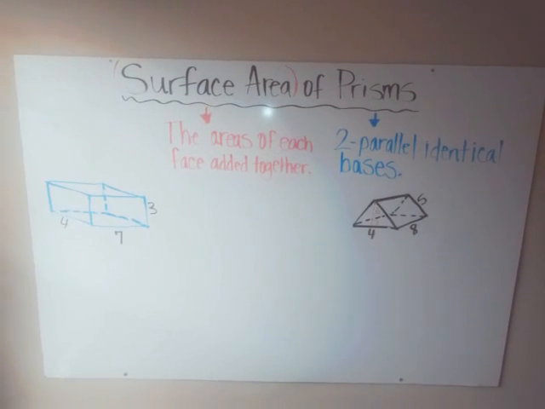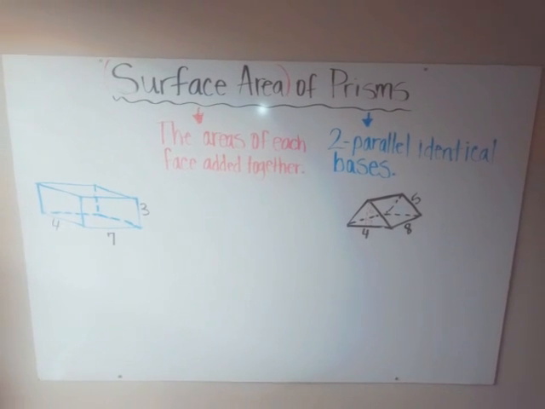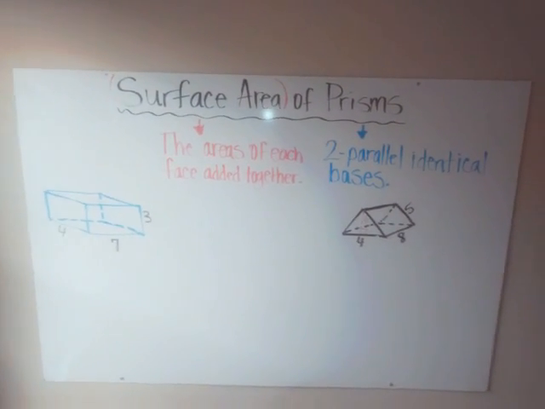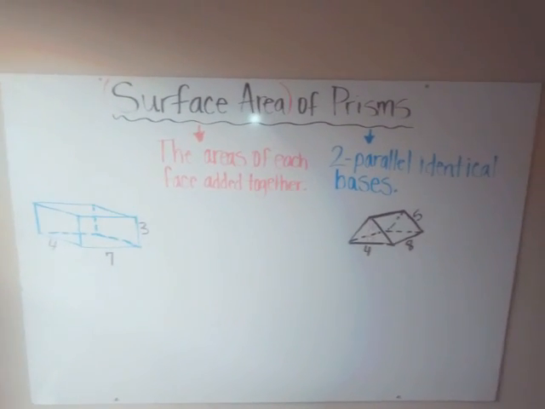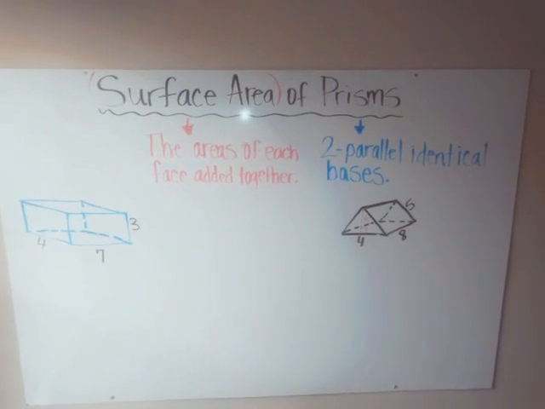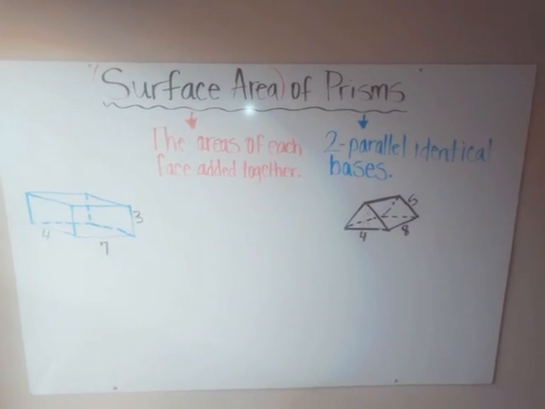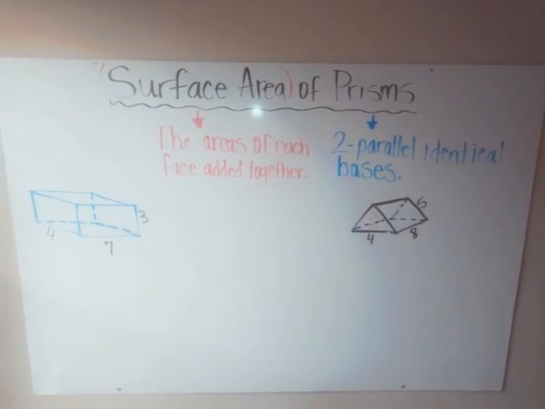Welcome back to another math lesson. In this lesson, we will be dealing with surface area of prisms. On Friday of last week, I introduced the key vocab term, what a prism is. A prism is a three-dimensional figure that has two parallel identical bases. The surface area definition: the areas of each face added together.